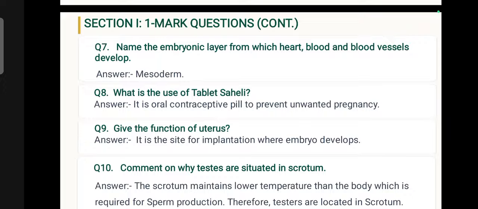Comment on why testes are situated in scrotum. The scrotum maintains lower temperature than the body, which is necessary for sperm production. Therefore, testes are located in scrotum.